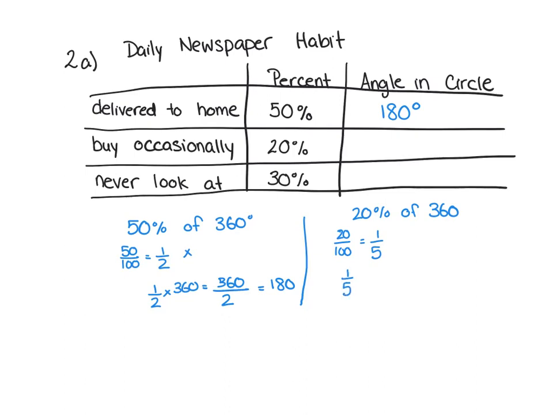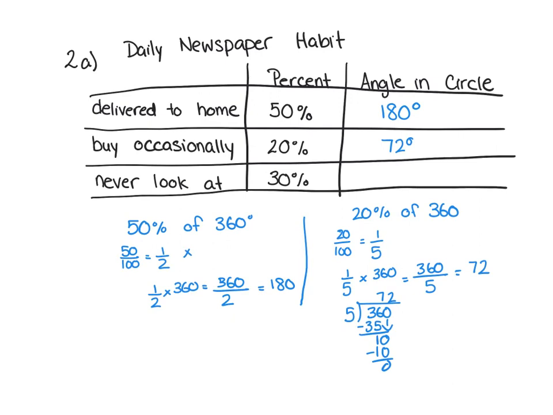So 1 out of 5 times 360 is 360 over 5, and then we can do some division to figure this out. So 5 can't go into 3, but it can go into 36 7 times, which gives us 35, and we have 1 left over, and so 5 goes into 10 twice. There's no remainder, so that would equal 72. So buy occasionally should be 72 degrees.